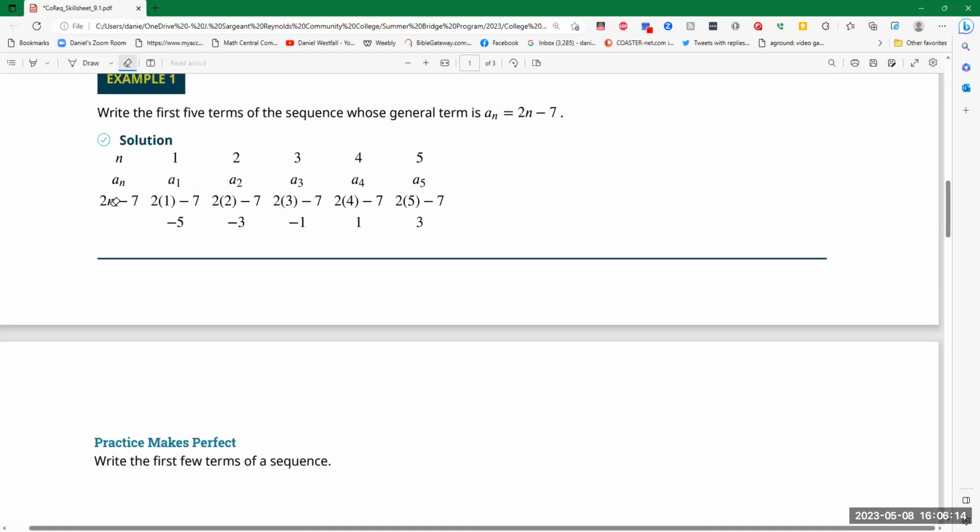So we've got a general term of 2n minus 7. We're going to plug in our first n value of 1. 2 times 1 is 2. 2 minus 7 is negative 5.